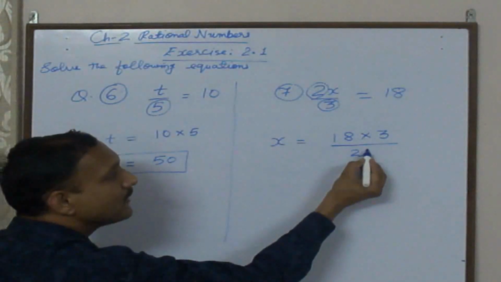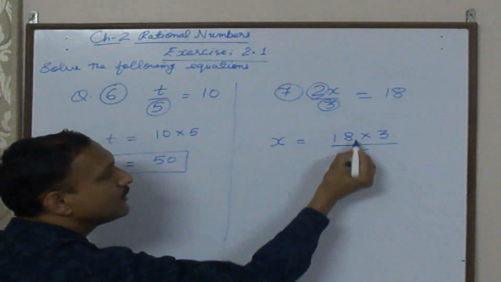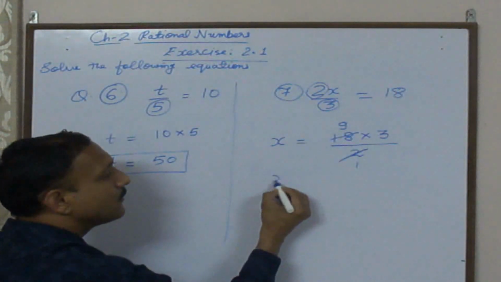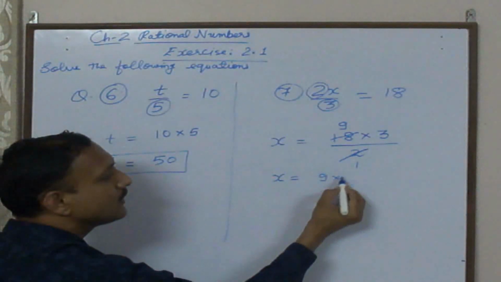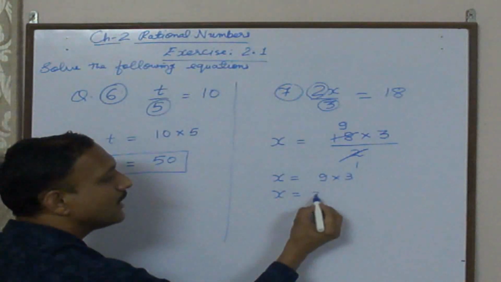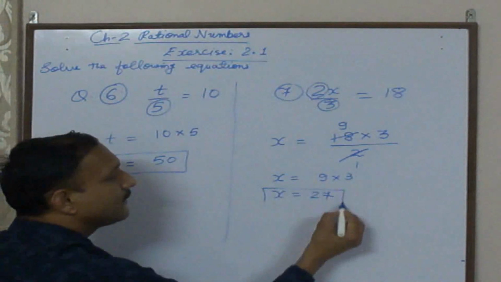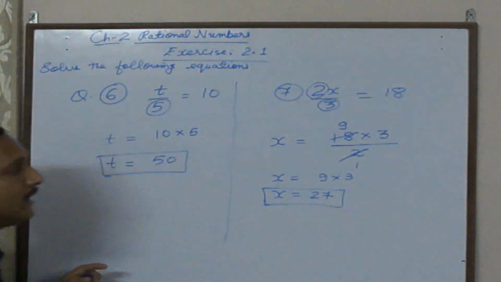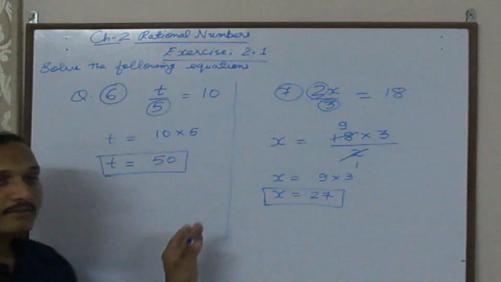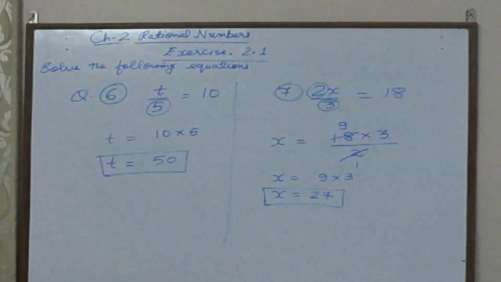So now we can simplify. 2 1s are 2, 2 9s are 18. So what is left? 9 into 3. 9 3s are 27. x equals 27. So the value of the variable is 27. Clear?